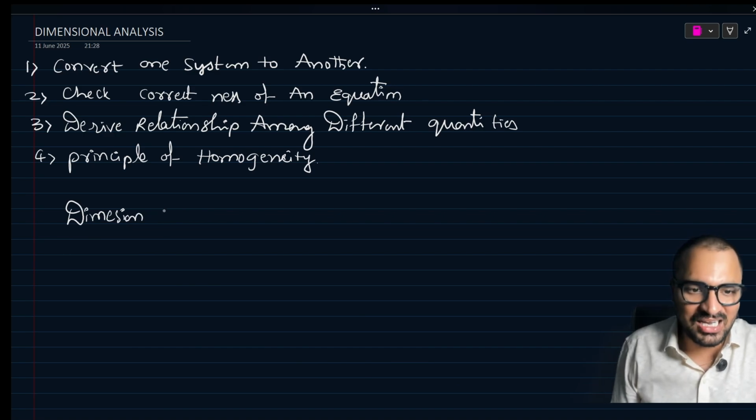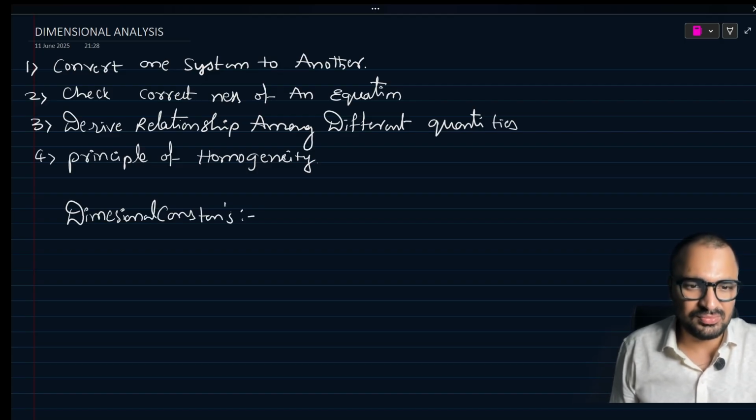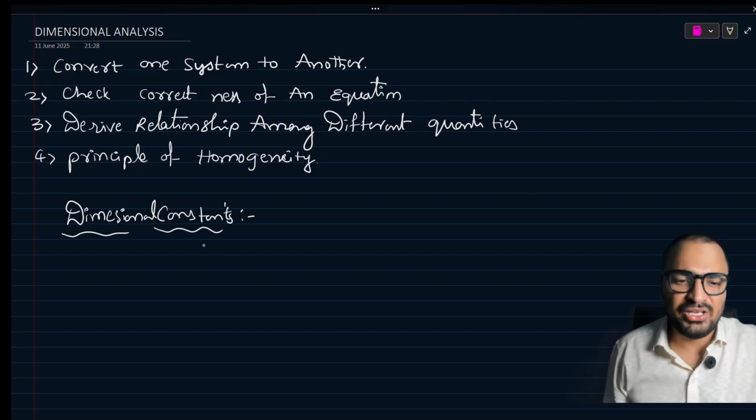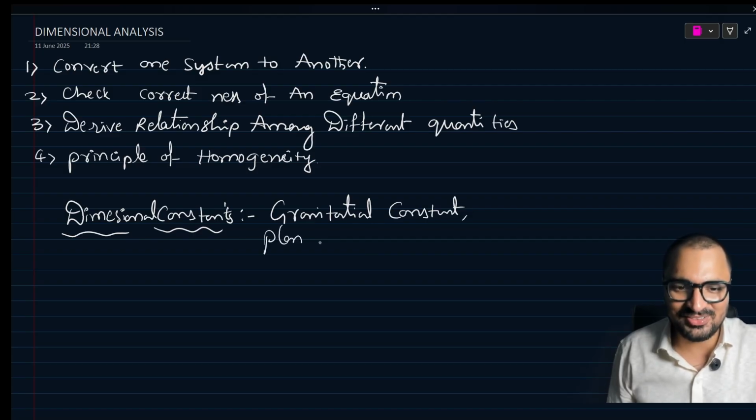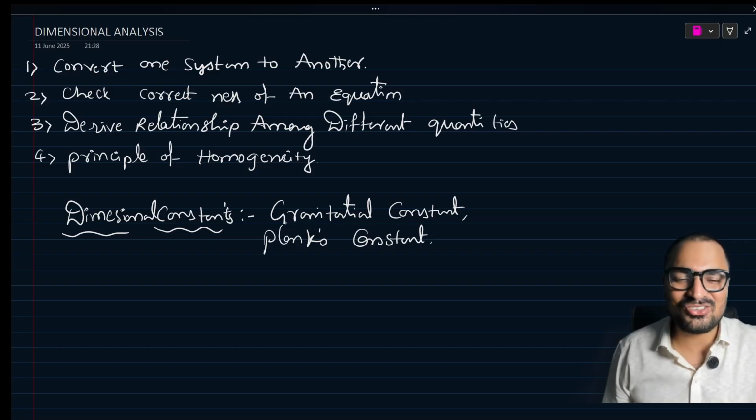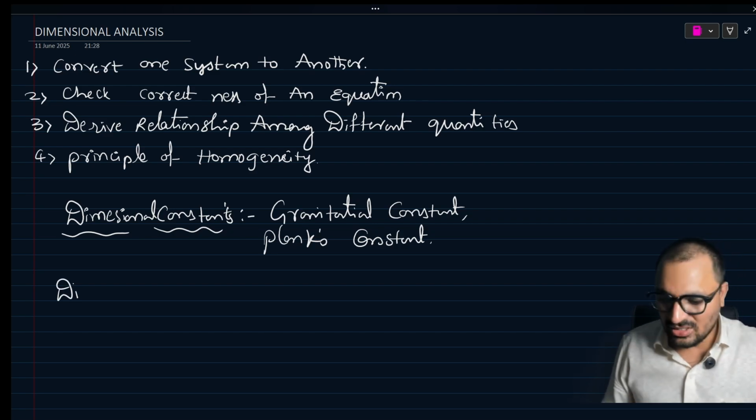What are the dimensional constants? The universal gravitation constant, Planck's constant, which we get in the case of energy consideration, the coefficient of viscosity, the Boltzmann constant, and the universal gas constant. This kind of quantity is called a dimensional constant. And some quantities are dimensionless.